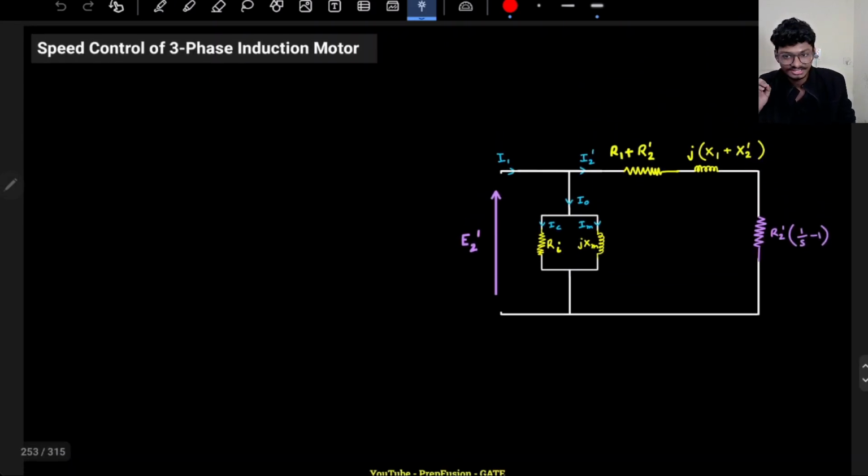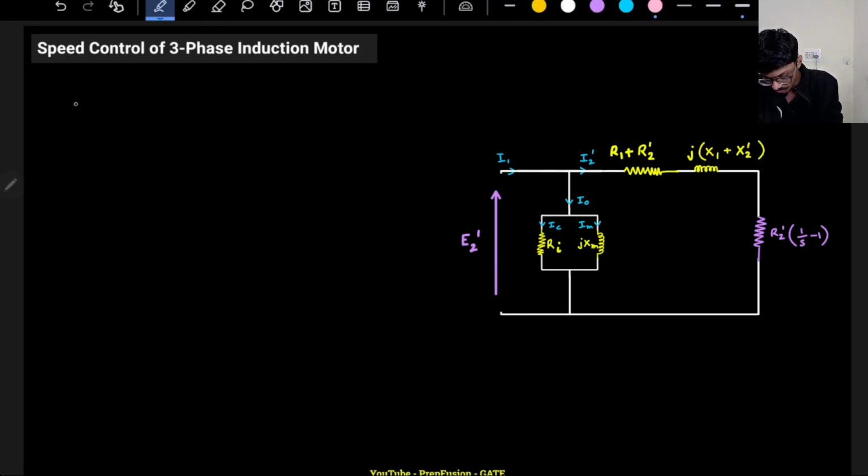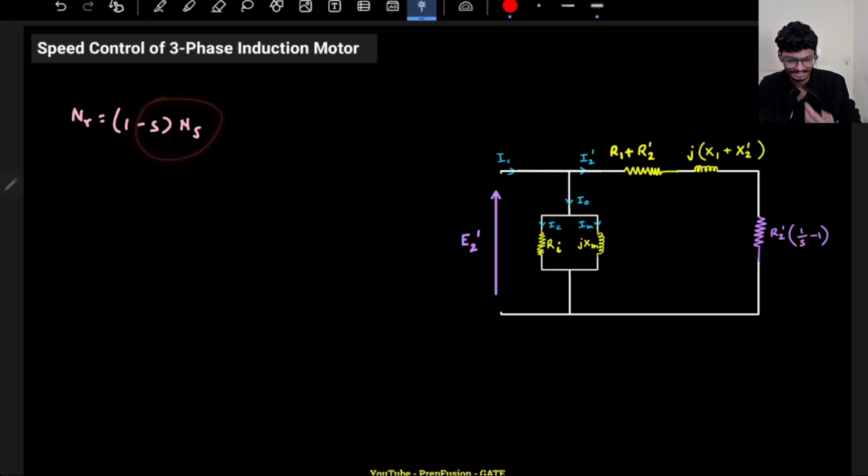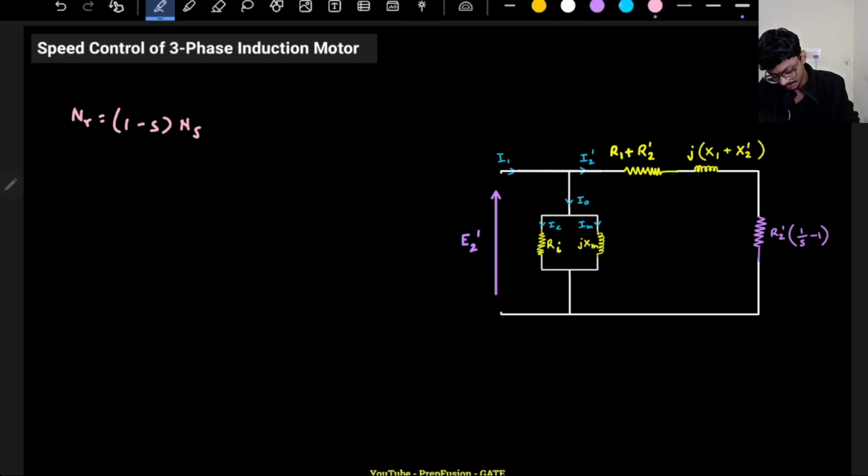So let's first discuss the speed control. Speed control meaning I want to control the rotor speed. So what is my rotor speed actually equal to? The equation for rotor speed is very simple. It is equal to (1 minus s) into the synchronous speed, right? That is what my rotor speed is equal to. So here what are the two things that can vary? I can either vary my slip or I can vary my synchronous speed, right?